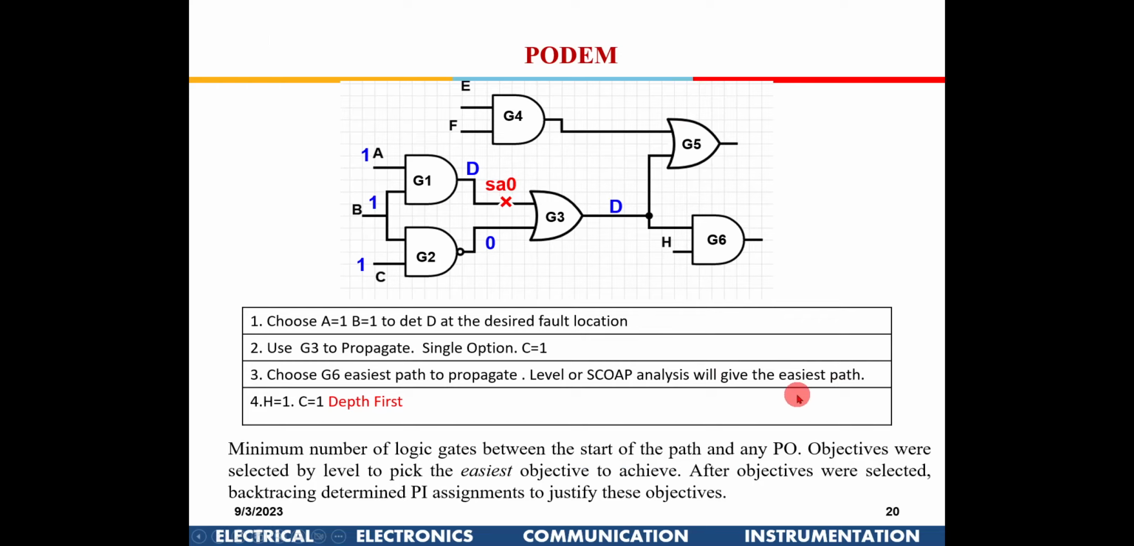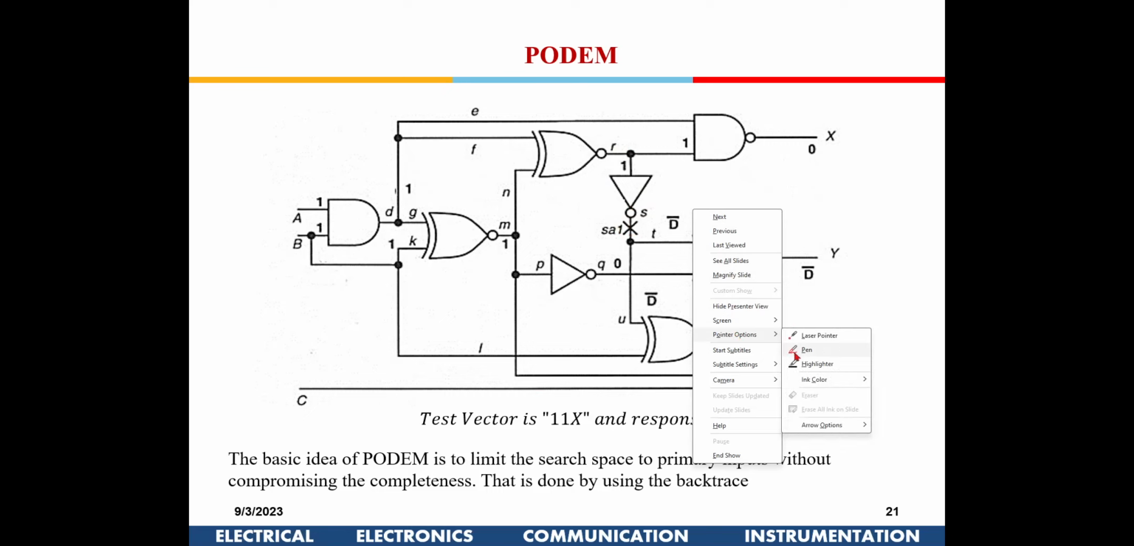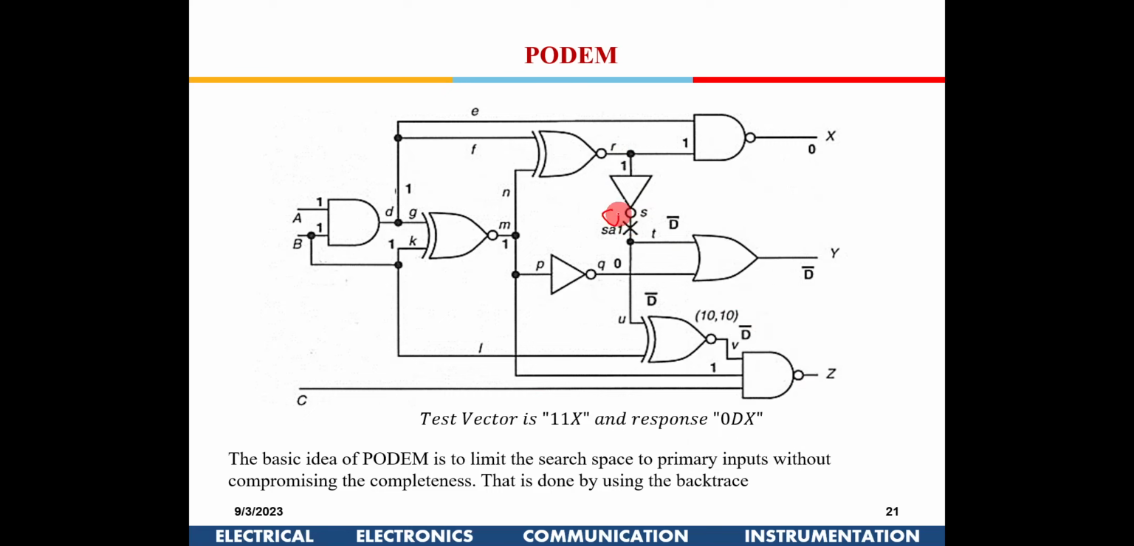Okay, so this is how this works. Now this is another example. This is stuck at 1. If it is stuck at 1, I need to have a 0 here, and I need to have a 1 here. So I go back here. This is an XNOR, so I can have 1 1 or 0 0 here.